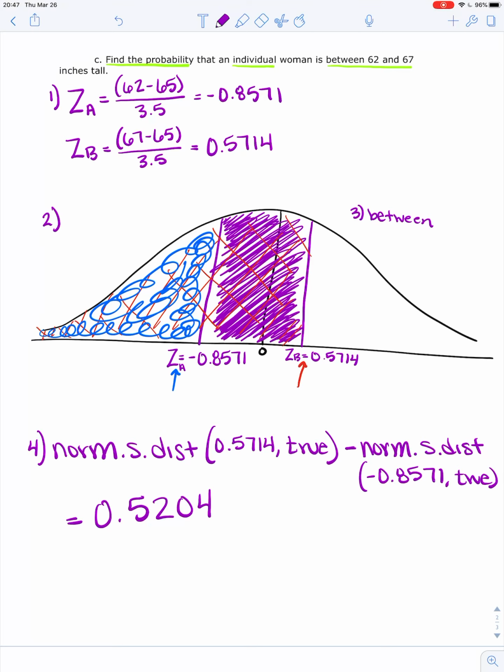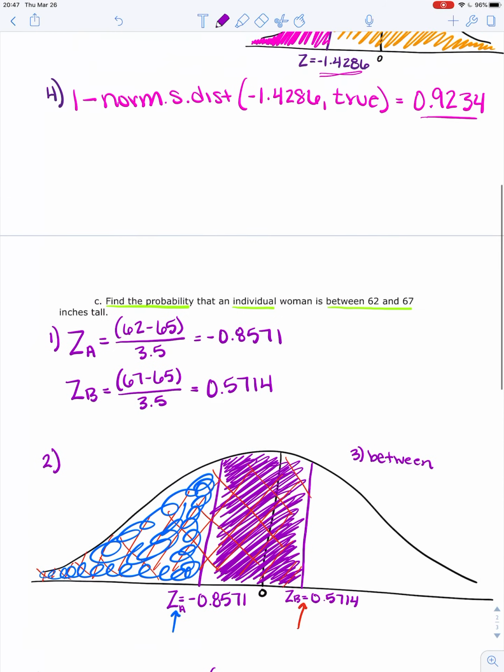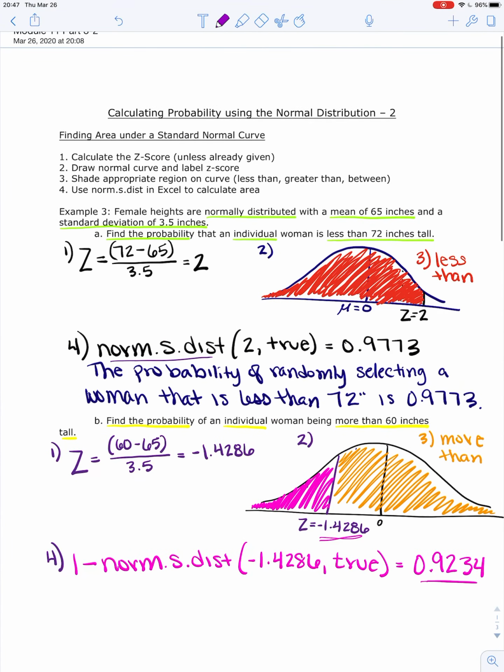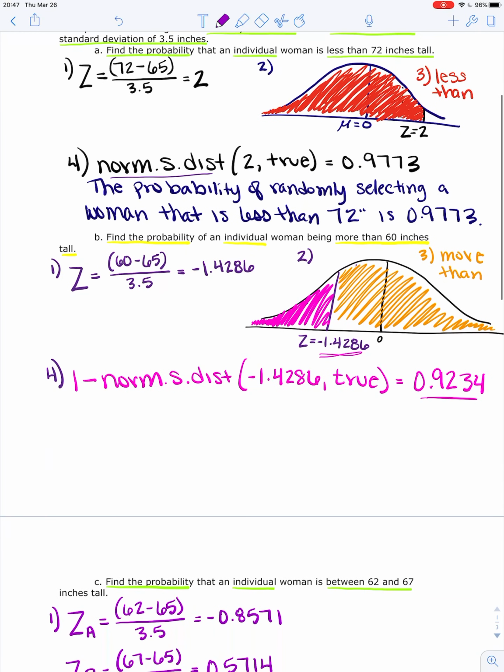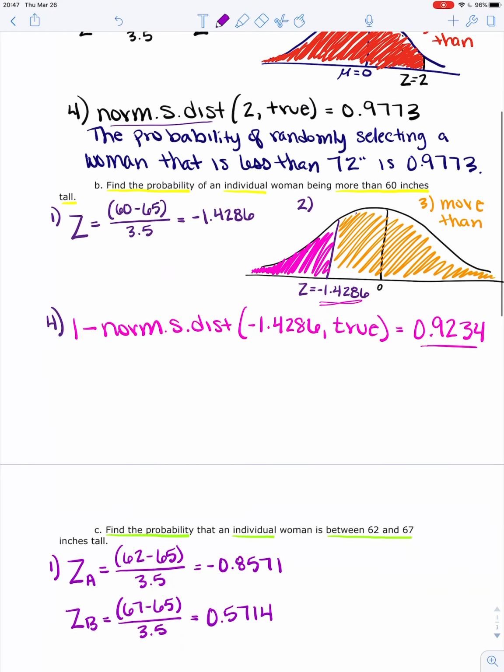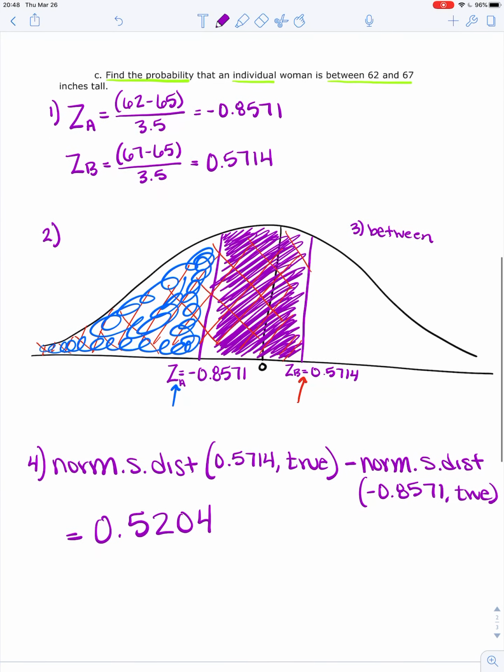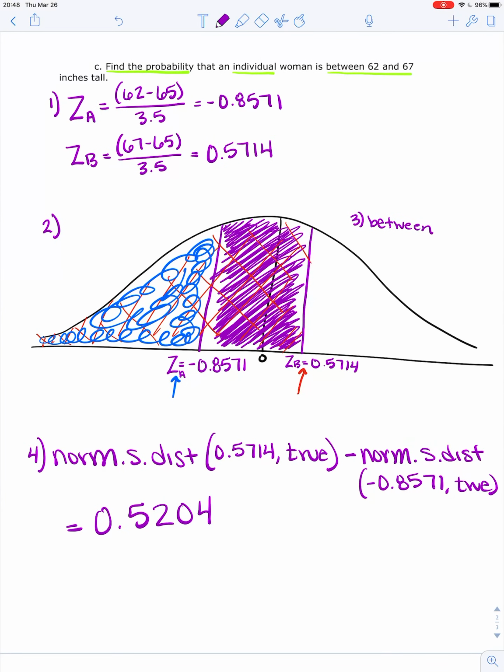And these are the only 3 cases you have to worry about with the normal distribution. What is the probability of being less than a value? That one's the most straightforward. What is the probability of being more than some value? Use the complement rule to find that probability. And finally, what is the probability of being between 2 values? You have to take the difference between the probability of the larger z-score and the probability of the smaller z-score.